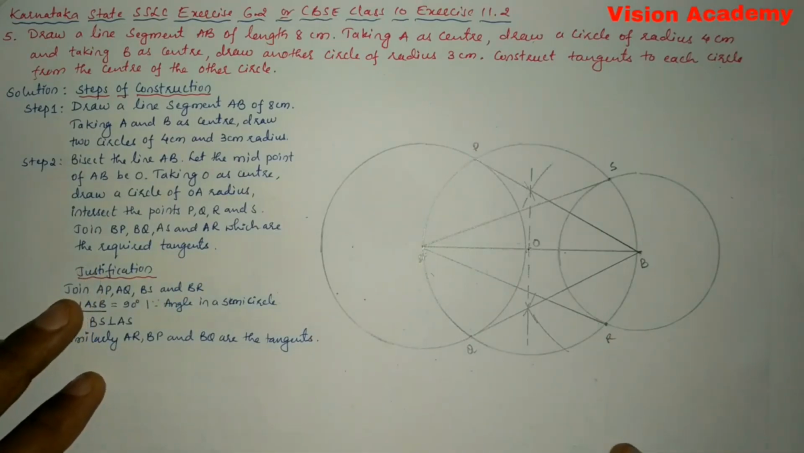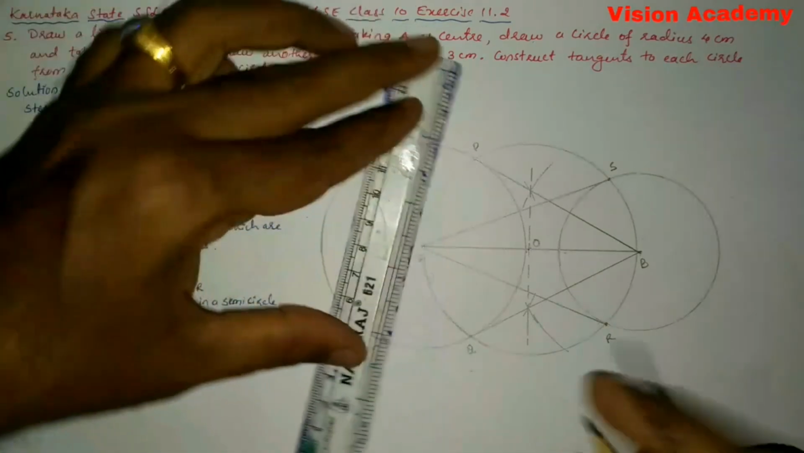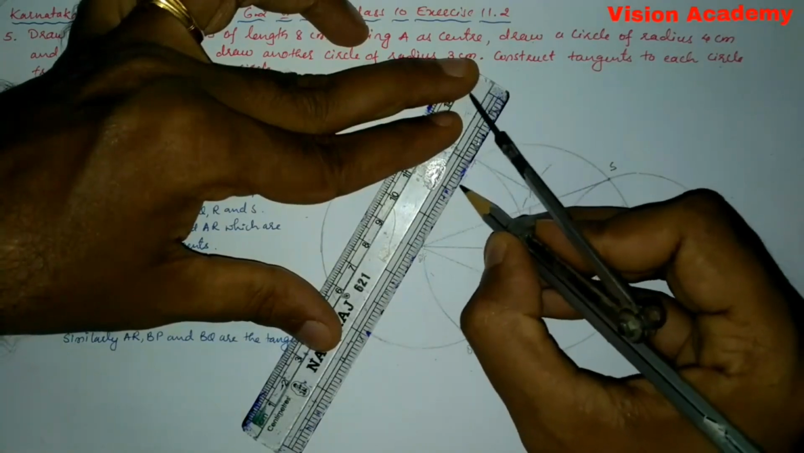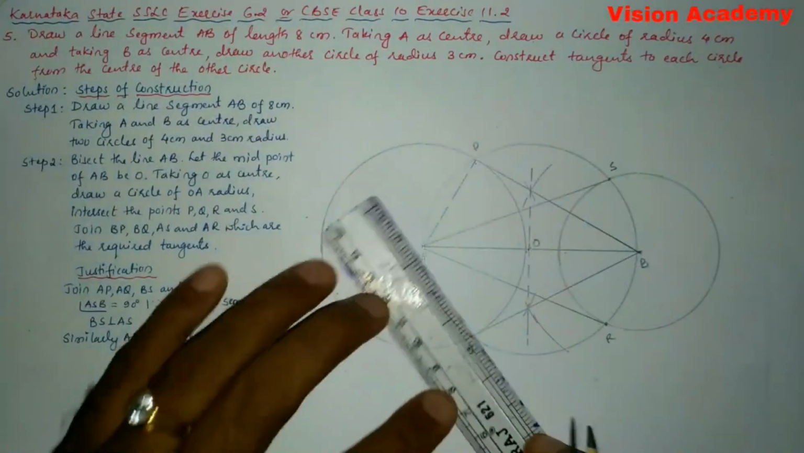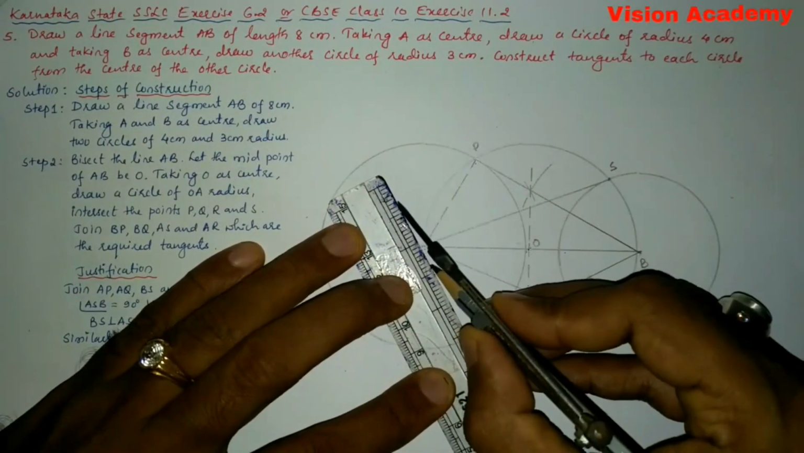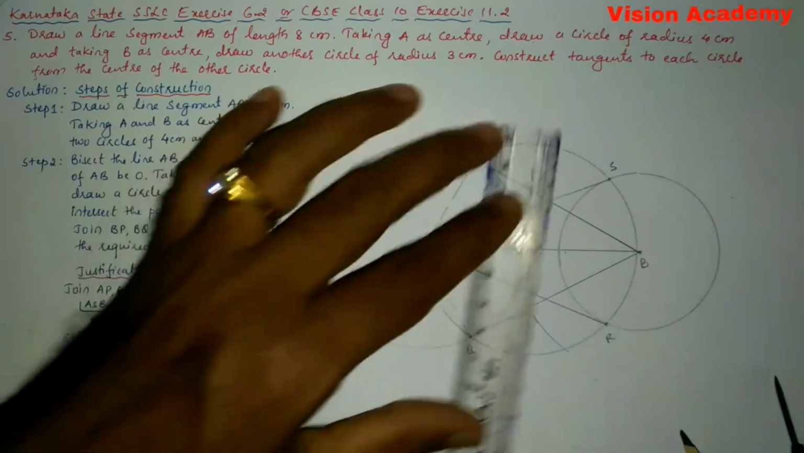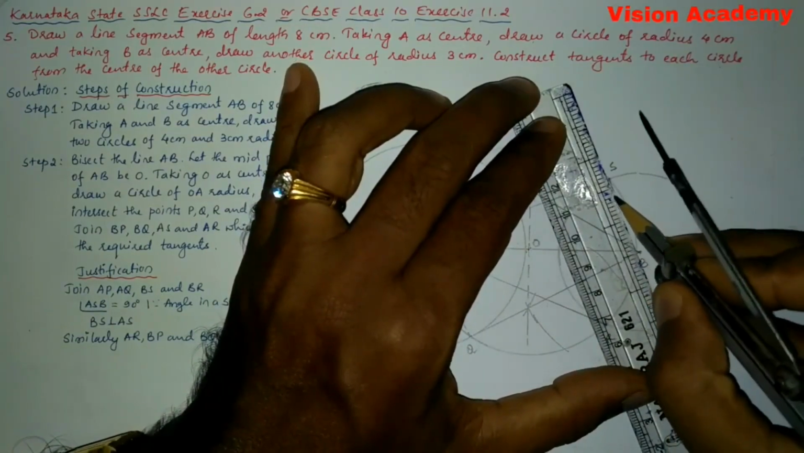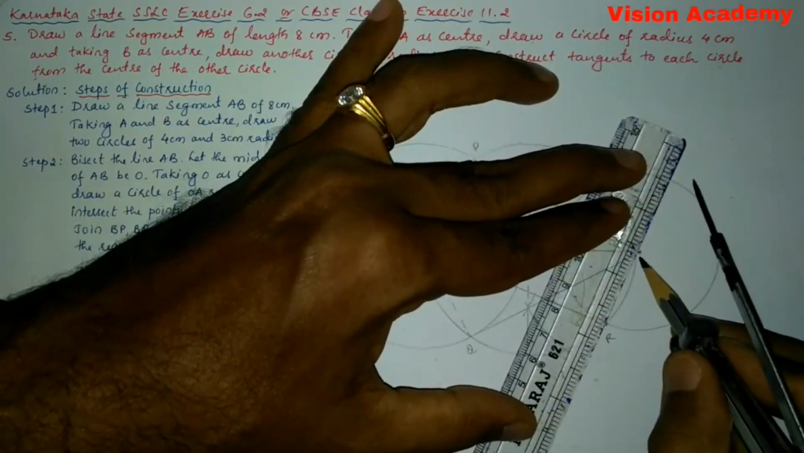So now we'll go for justification. Join AP. Here let us join AP. Next join AQ. Let us join AQ. Join BS. Next BR.